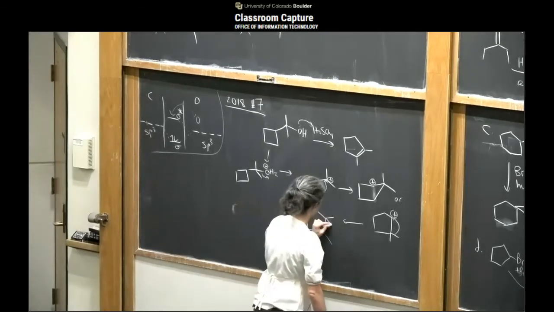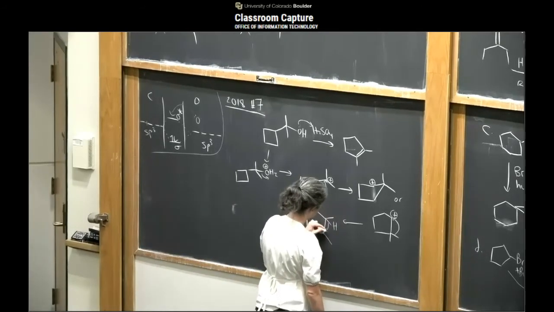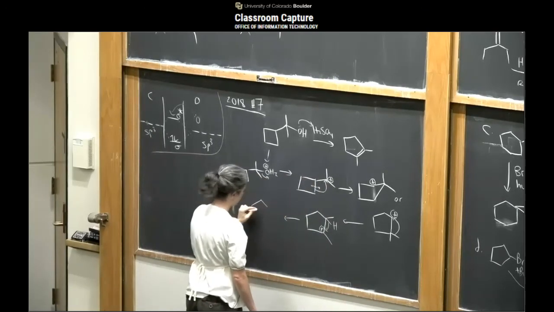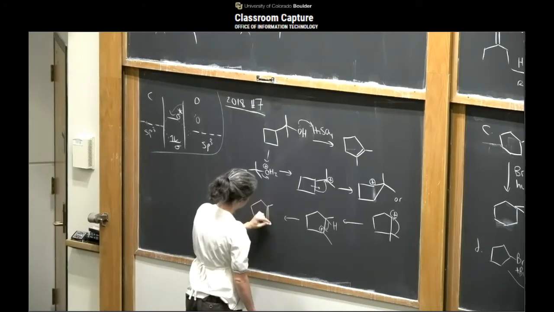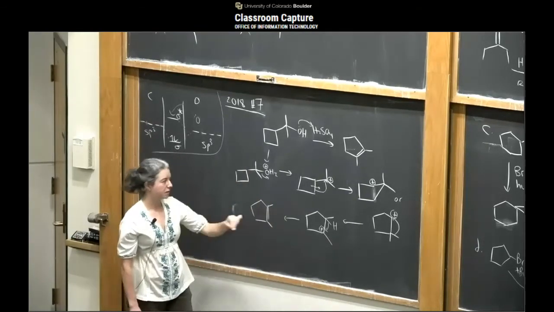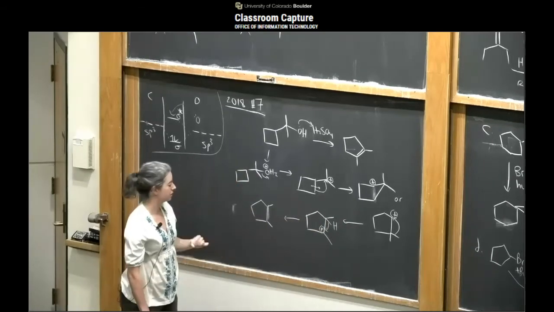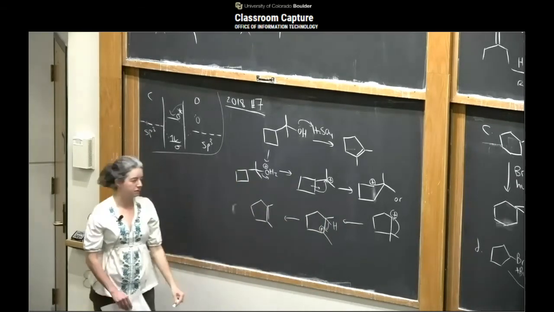So the last thing that's going to happen is we can finish up this E1-like step. If you want, you can show HSO4 minus coming in for the proton, but you don't have to. But you do have to form a double bond between them eventually.